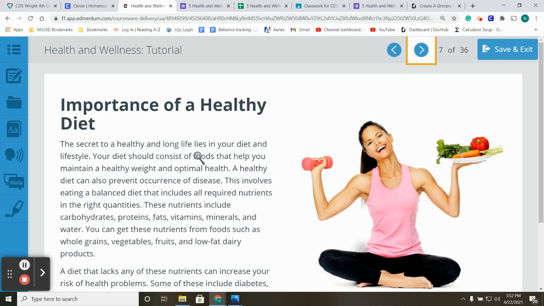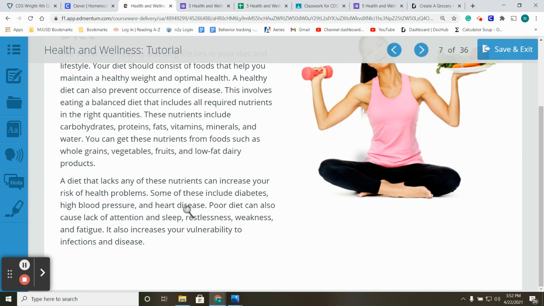Importance of a healthy diet. The secret to a healthy and long life lies in your diet and lifestyle. Your diet should consist of foods that help you maintain a healthy weight and optimal health. A healthy diet can also prevent occurrences of disease. This involves eating a balanced diet that includes all required nutrients in the right quantities. These nutrients include carbohydrates, proteins, fats, vitamins, minerals, and water. You can get these nutrients from foods such as whole grains, vegetables, fruits, and low-fat dairy products.